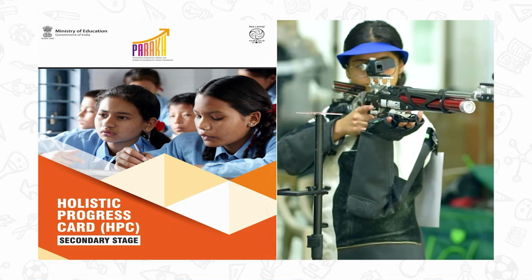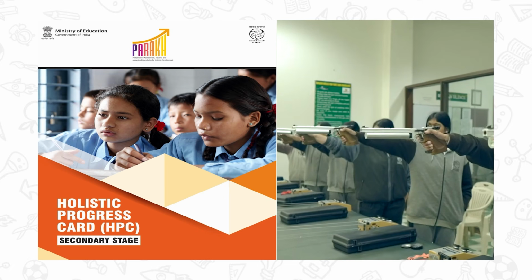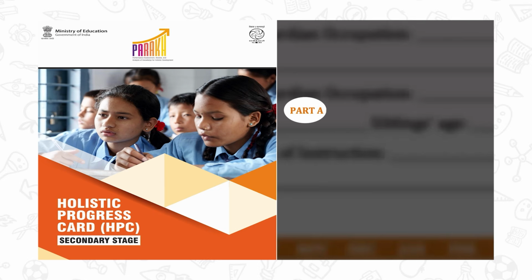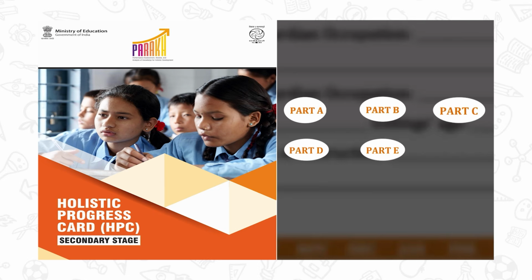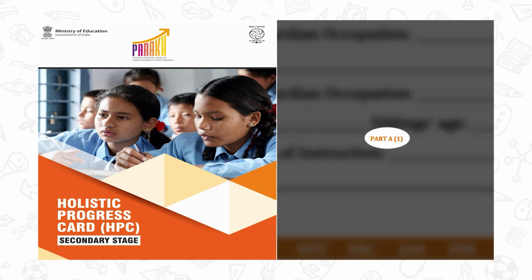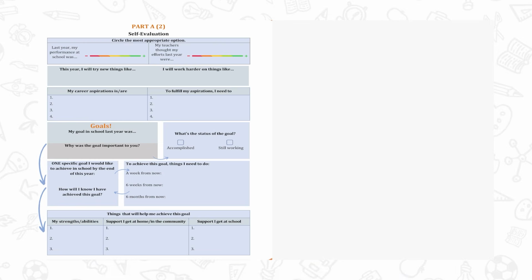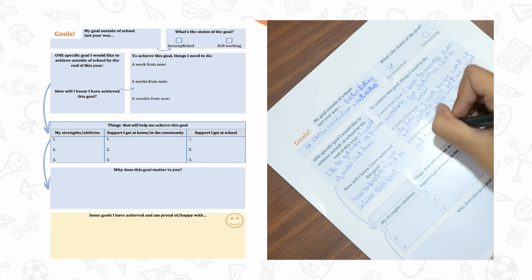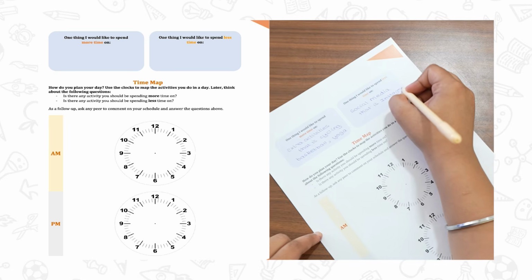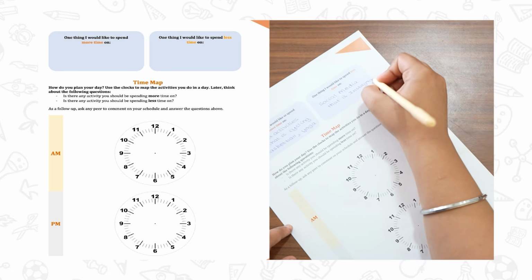Parag's Holistic Progress Card for the secondary stage is divided into 6 parts. Part A, B, C, D, E, and F. Part A1 collects general information about the learner. Parts A2 and A3 include goal setting and time management, aspects that are crucial for learners at this stage.